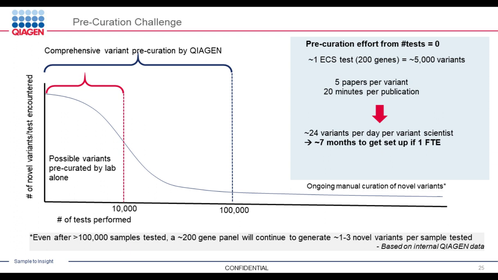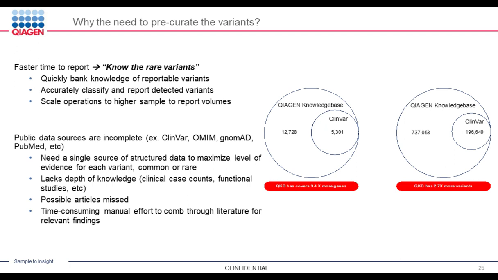And in our own internal testing, we've seen that a gene panel of around 200 genes will still generate, on average, 1 to 3 novel variants after 100,000 tests has been performed. So the advantage of the QIAGEN expanded carrier screening is we have pre-curated these 200 genes for you, so that not only do you save time, but you get a more comprehensive view of likely novel variants that you're going to encounter.